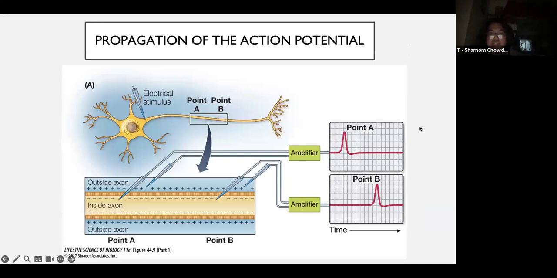So, propagation of the action potential. This is what we're talking about with the voltage clamp. You have a pipette inside the axon, outside the axon. It just measures it. And as you see here, at point A, you have an action potential, and then at point B, it goes through. It propagates throughout the axon.